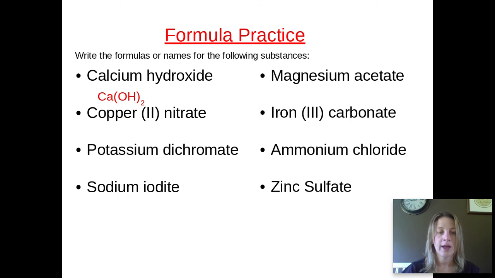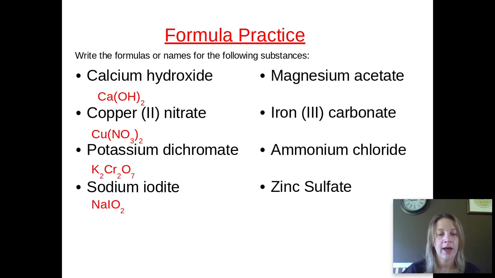So for the next one, our formula is going to look like this. We see our Roman numeral here indicating that copper has a +2 charge. Nitrate has a -1 charge, which is why we need 2 nitrates. So we're going to put those in parentheses. Next one, potassium has a +1 charge. Dichromate is a polyatomic that has a -2 charge. So we need 2 potassiums to balance out the dichromate. No Roman numerals needed because you are indicating you have 2 potassiums, not 2 chromates.